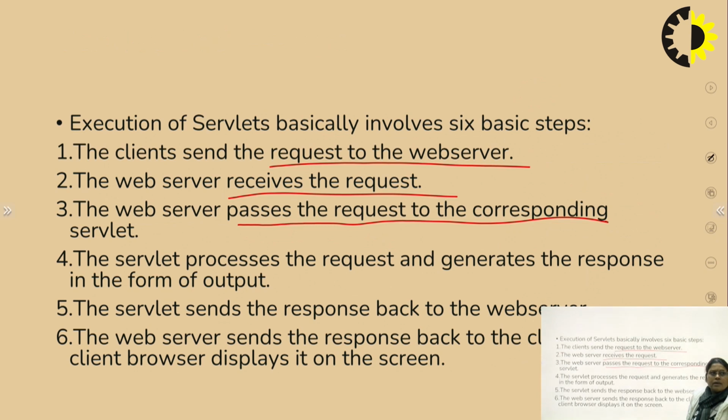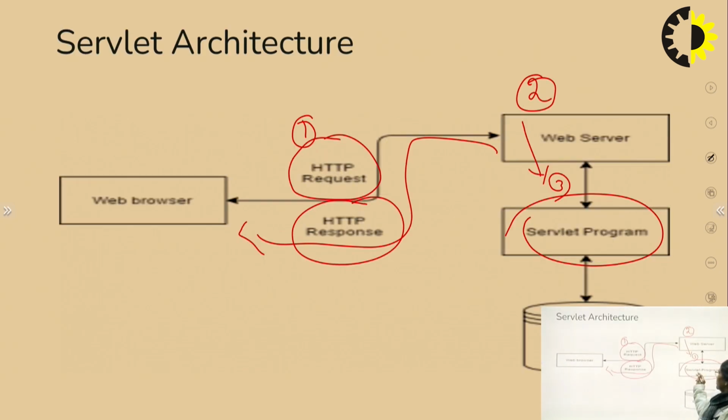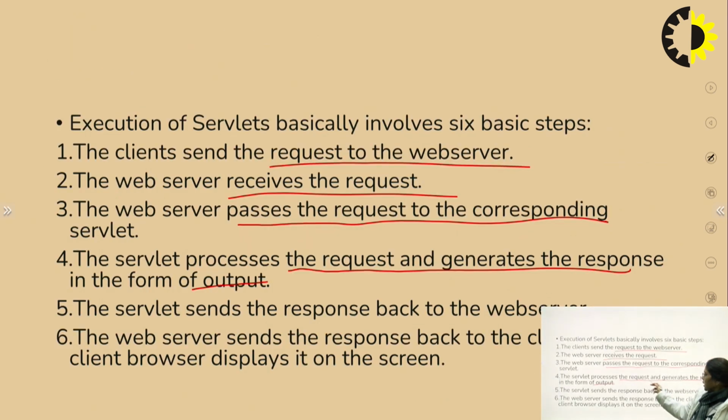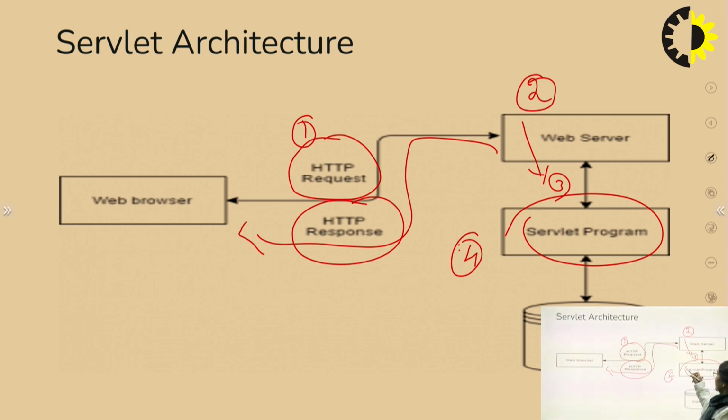Then in the fourth step, the servlet processes this request and generates the response in the form of output. This is the servlet program. It will execute the request coming from the web server and produce some output in the form of a response. After producing the output, the next step is that the servlet sends this response back to the web server.